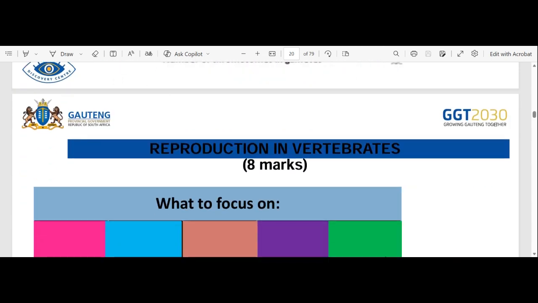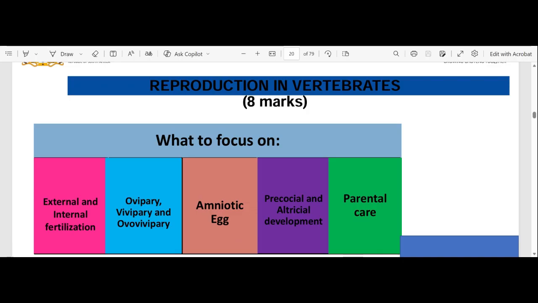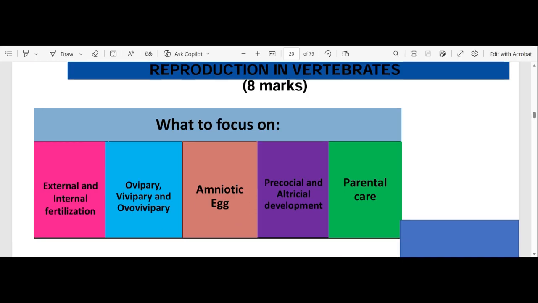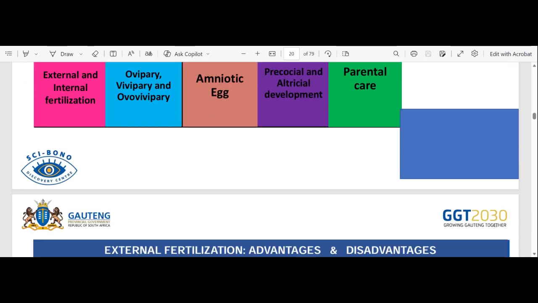Okay, now let's go to reproduction in vertebrates. This is just a revision of term one, right? And the students that I teach already have notes to compare with this presentation I'm making now. Okay, let's go to reproduction in vertebrates.